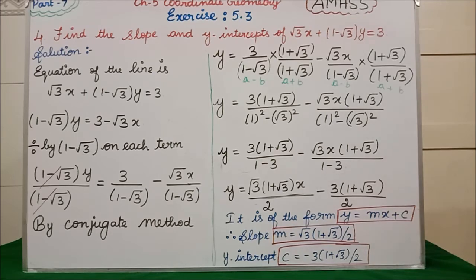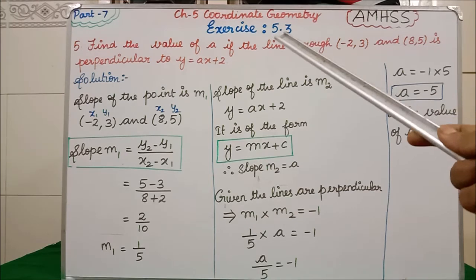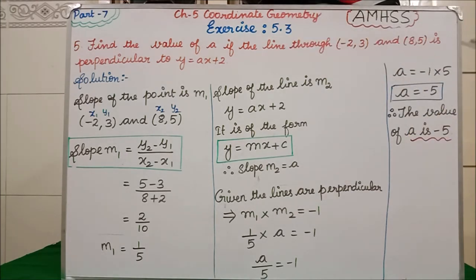Next we'll see the fifth question. Clear all of you? When you are writing, clearly write this answer in your classroom. In exercise 5.3, next we are going to see the fifth question. Find the value of a if the line through minus 2, 3 and 8, 5 is perpendicular to y equal to ax plus 2. Okay, they have given what? 2 points. What are the 2 points? Minus 2, 3 and another point is 8, 5. And these 2 points are perpendicular to the line. What is that line? Y equal to ax plus 2 is that line.